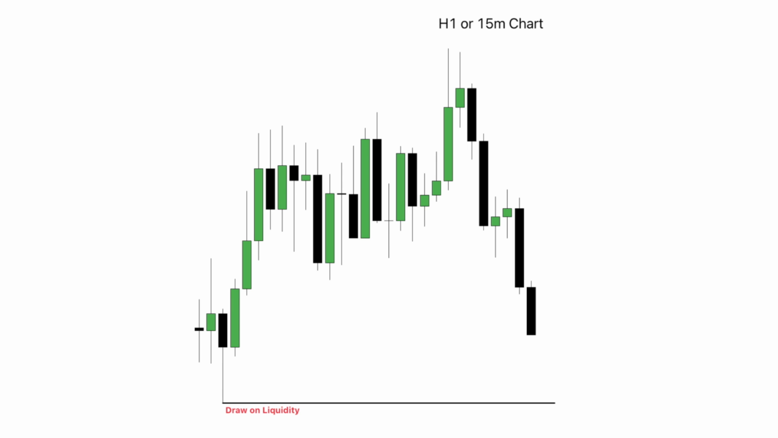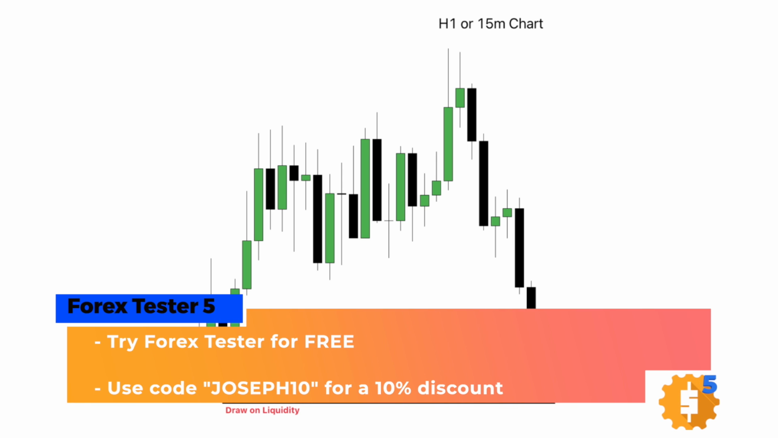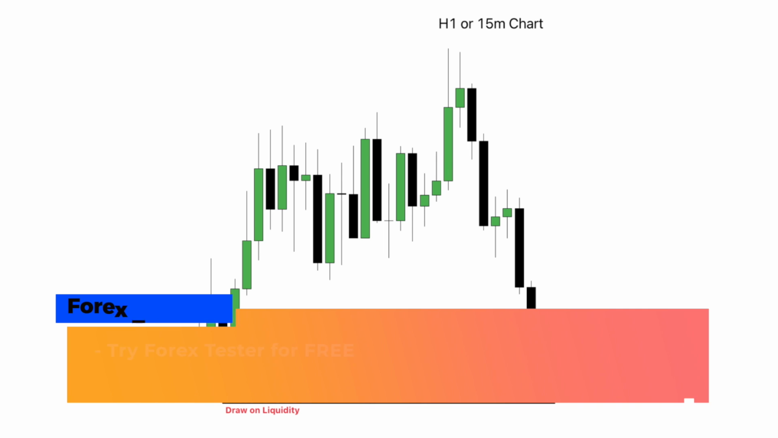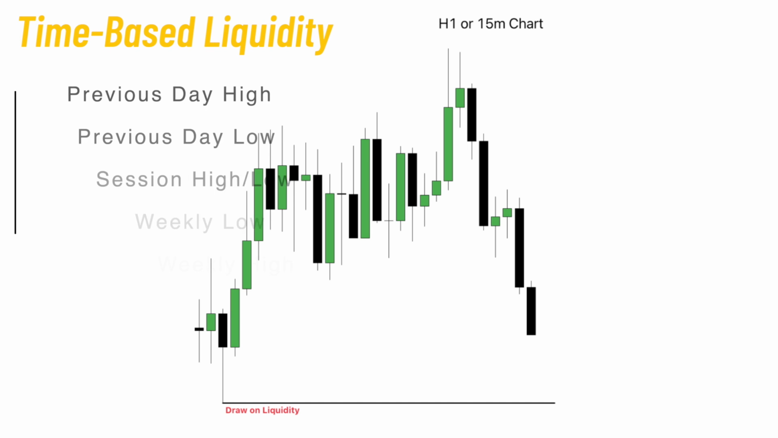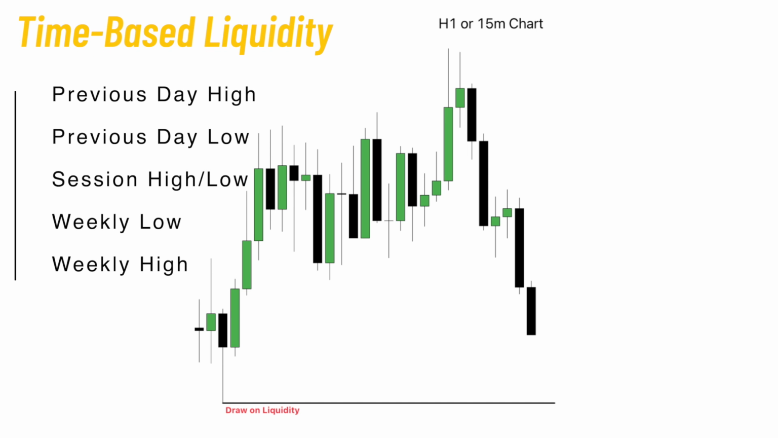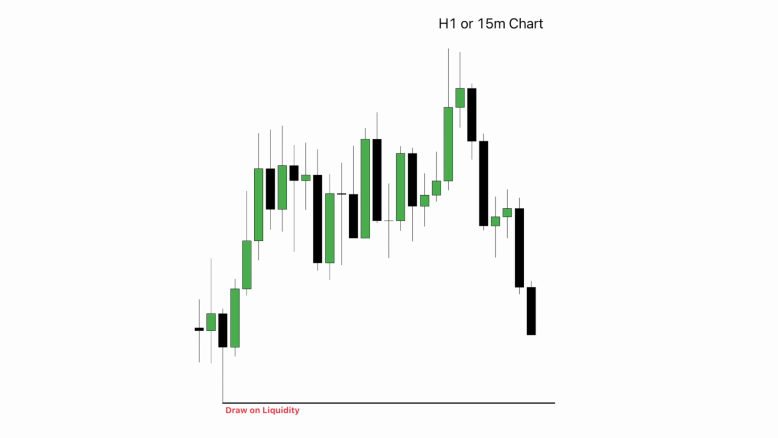I'll always start looking for an old high or an old low on the 1 hour time frame. If you're still not sure which is the right draw on liquidity, the best one to start looking for is the time-based liquidity. This means previous day high, previous day low, session highs, session lows. For instance, Asian session high or London session low, even weekly low, weekly high. You get the point. There's a saying that if you treat the 1 hour time frame as your daily chart and study the lower time frame structure, a whole new world opens to you.